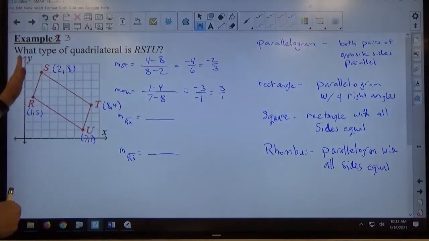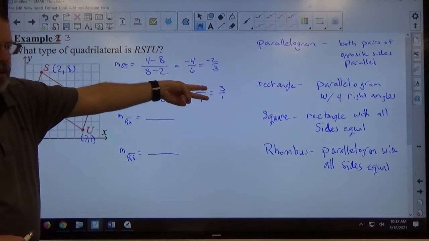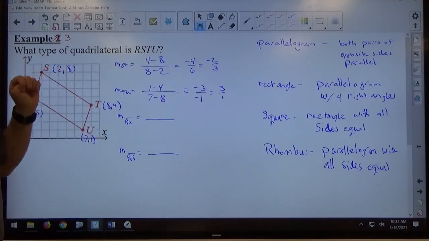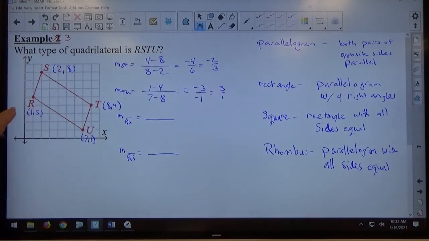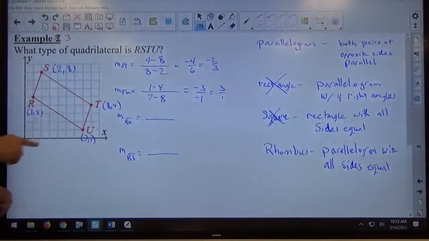Right off the bat, the consecutive sides here, notice -2/3 is not the opposite reciprocal of +3/1. So this is not a right angle, so I already know immediately it's not a rectangle or a square, so those two are out. I'm still determining if it's a parallelogram or not, but as I'm finding these slopes, I can very easily identify whether right angles exist.